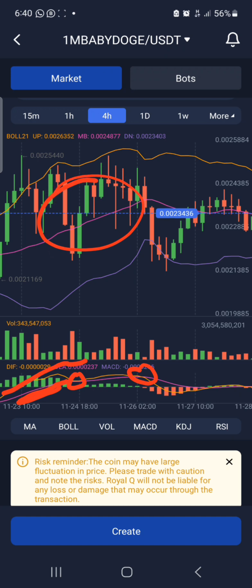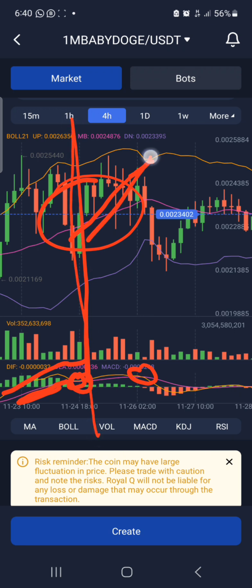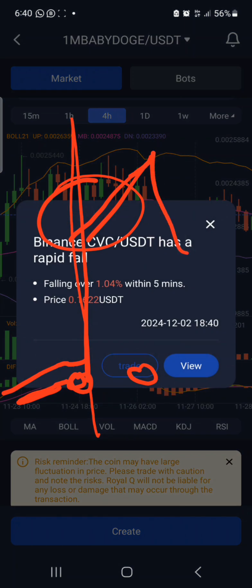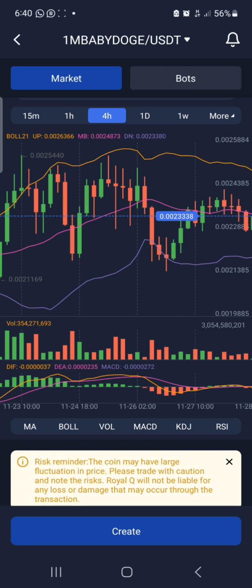And if the crossover happens in the green histograms like you see here, in most cases the market will go up, just like you see after the crossover here, the market went up but later came down. You see it, guys?